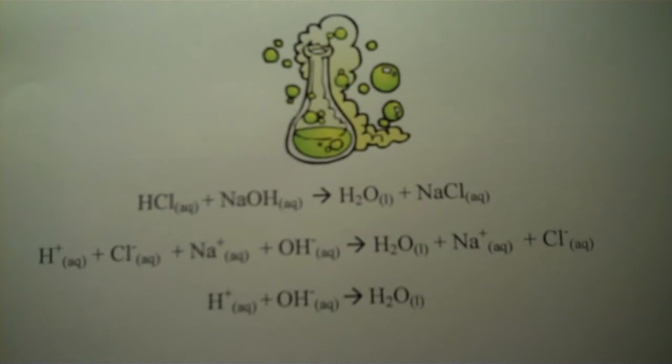Na+ and Cl- are both spectator ions, so they are removed from the equation for the net ionic equation, which is H+ (aq) plus OH- (aq) goes to form water. This is the net ionic equation for any strong acid and strong base reaction.